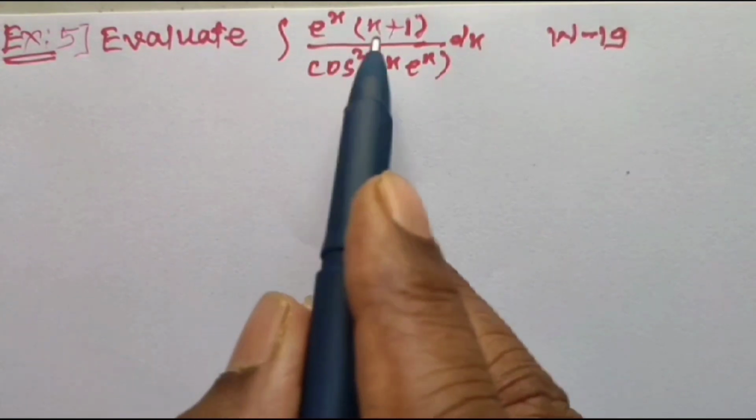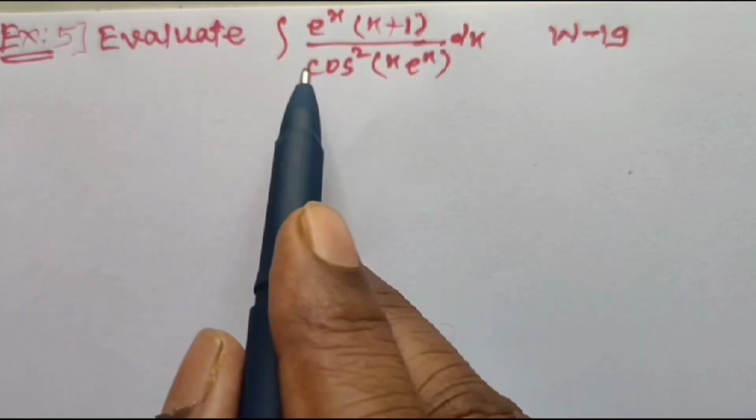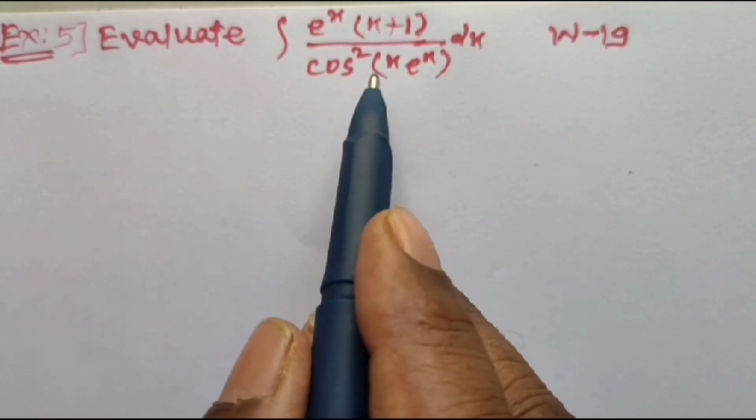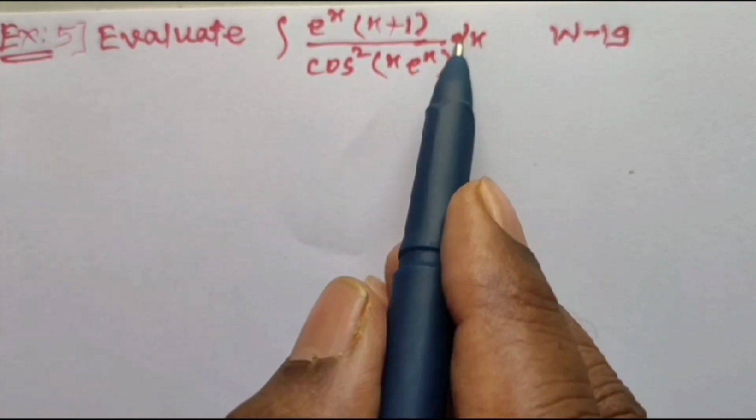Integral of e to the power x into bracket x plus 1, divided by cos square of bracket x into e to the power x, integral with respect to x.